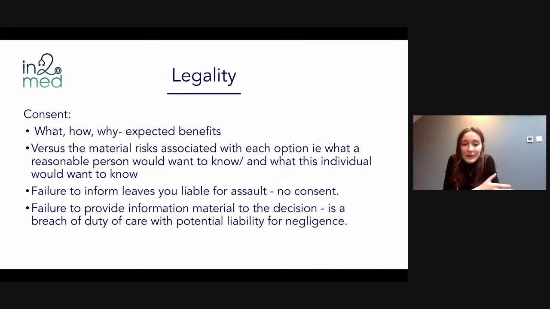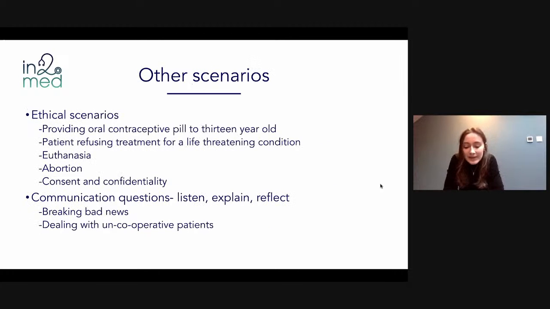And I've just said briefly that failure to inform leaves you liable for assault because you don't have consent, and failure to provide information is a breach of your duty of care, and you could be liable for negligence. So I've covered that really briefly. We'll cover that more in the course that we do, and we go into a little bit more of that background information.